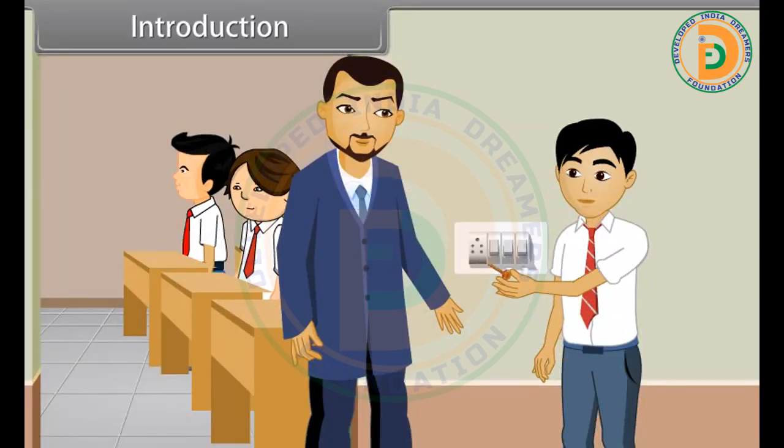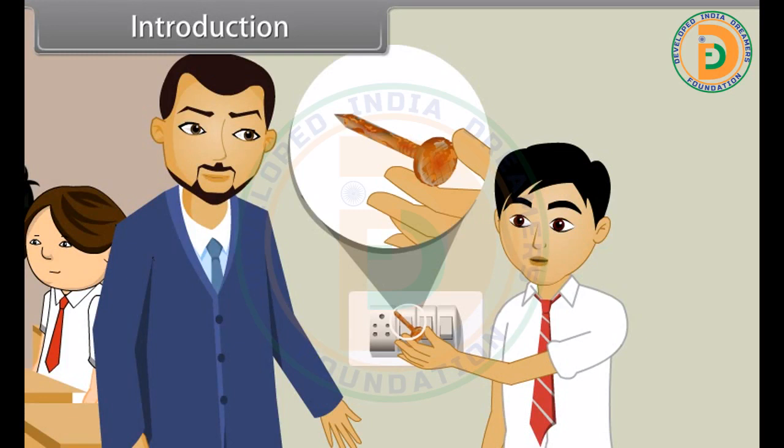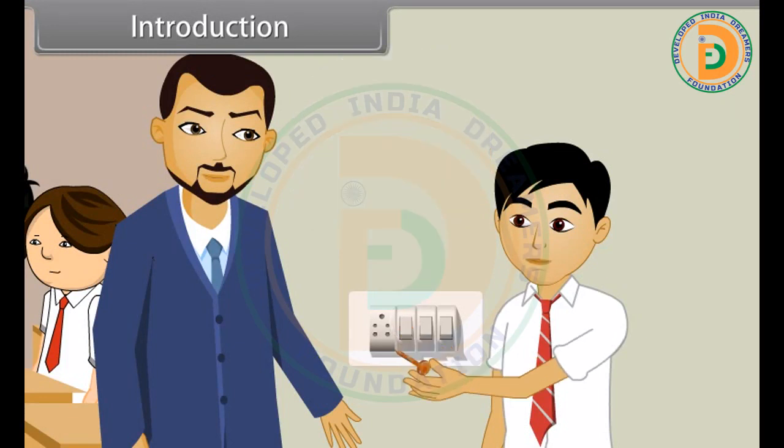Arun, do not put that nail in the plug. You will get an electric shock. Why, teacher? It is a rusted nail and of no use to us. Though the nail is rusted, it is a metal, that is, a good conductor of electricity. If you put that in the plug, it will give you a shock. Oh, you saved me!